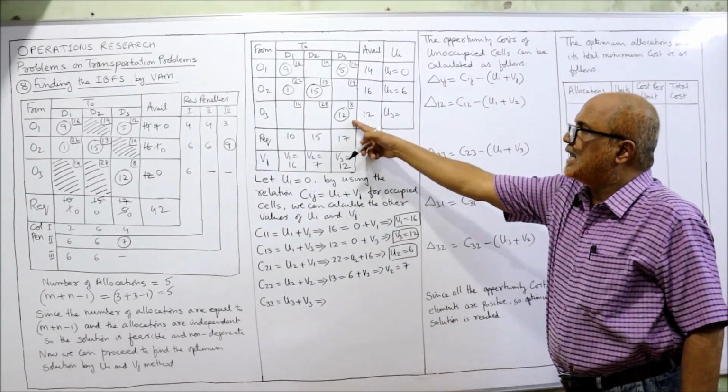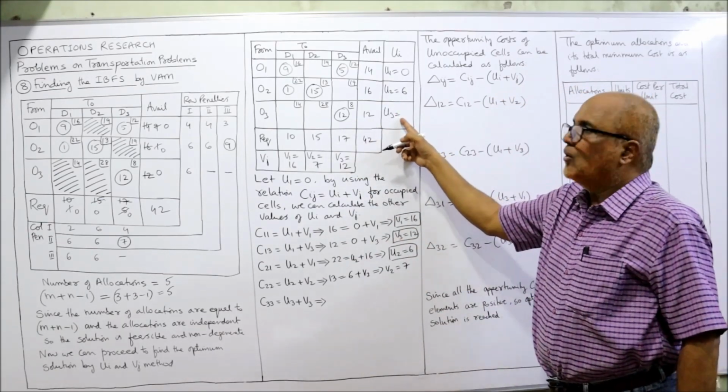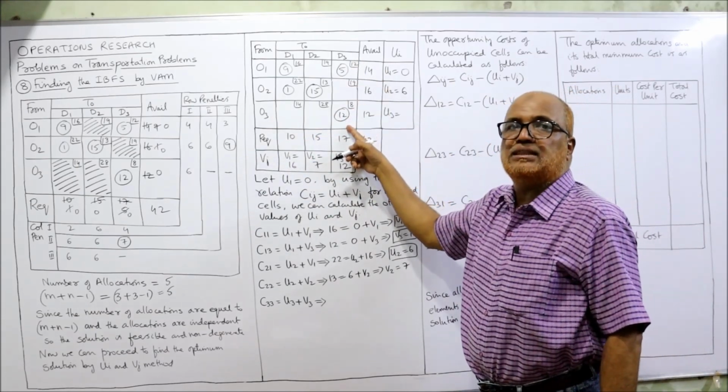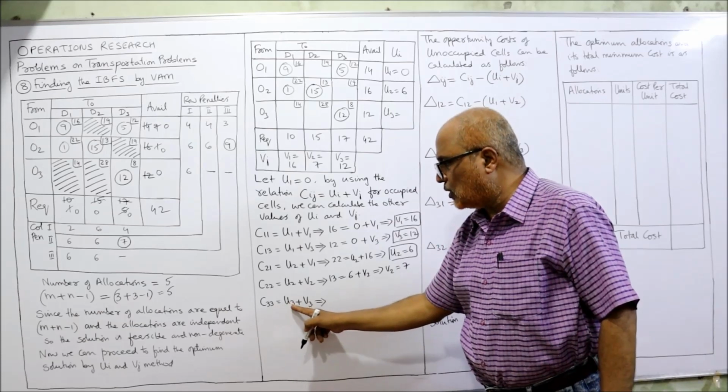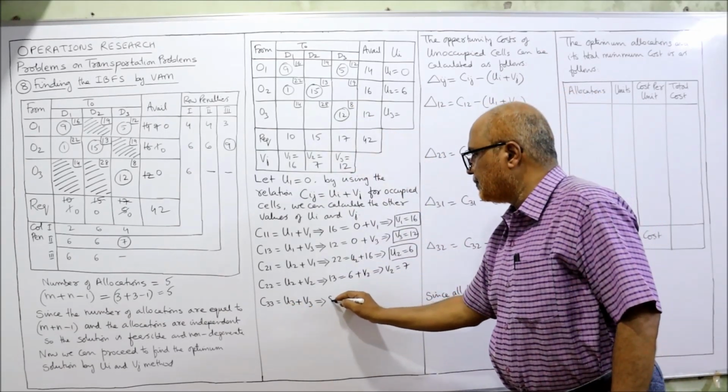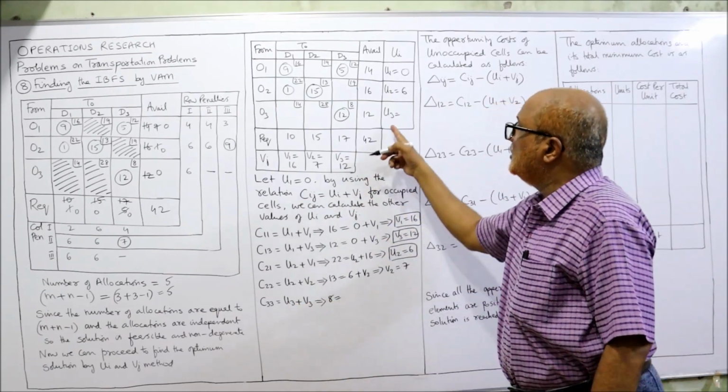Lastly, we'll make use of this cell to find out U3. What is the location of this cell? Third row, third column, C33. So C33 is equal to U3 plus V3. How much is C33 here? 8 is equal to U3. U3 we don't have.